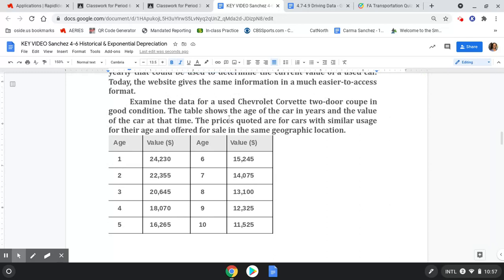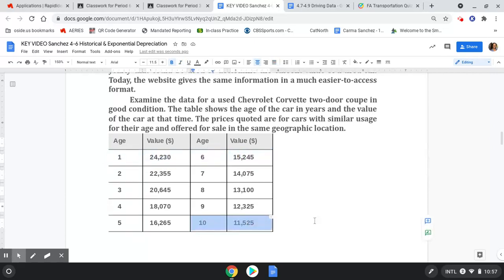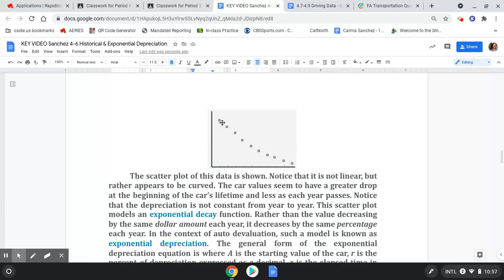Look at this data for a Chevy Corvette in good condition. The table shows the age of the car in years and the value of the car. So the first year the car was owned, it was worth $24,000. After 6 years, it was worth this, and after 10 years, it's worth this. If I look at this model, notice how it drops more quickly at the beginning and then it starts to flatten out. The scatter plot of this data is shown.